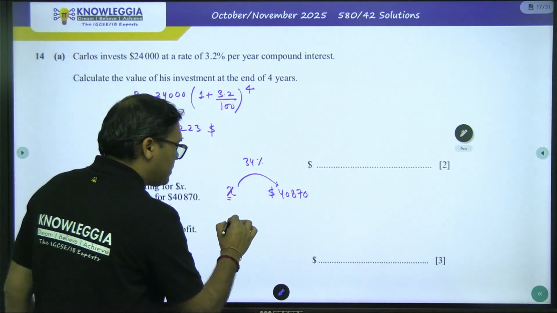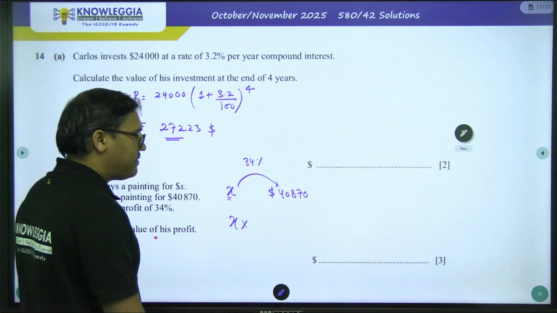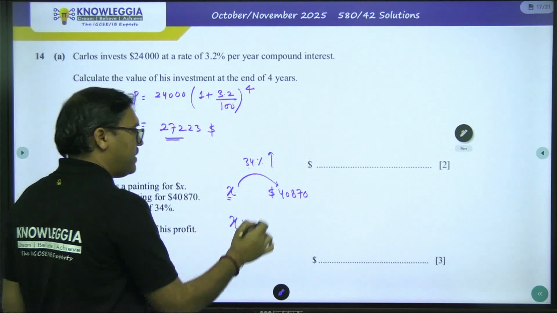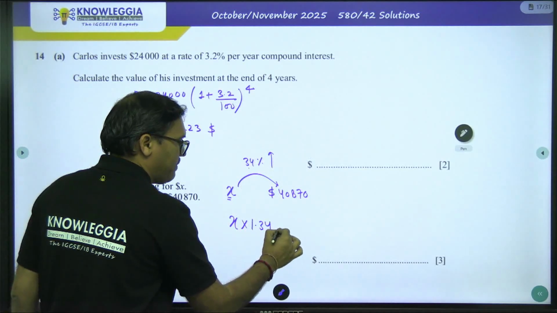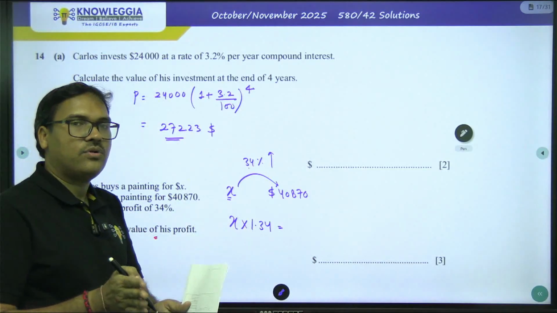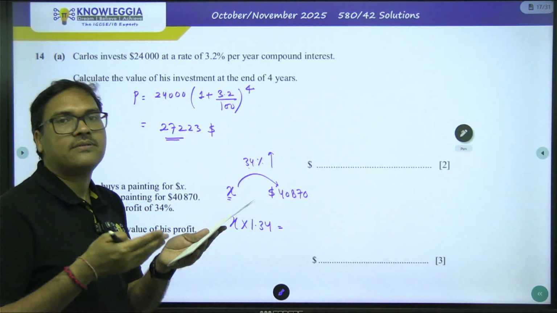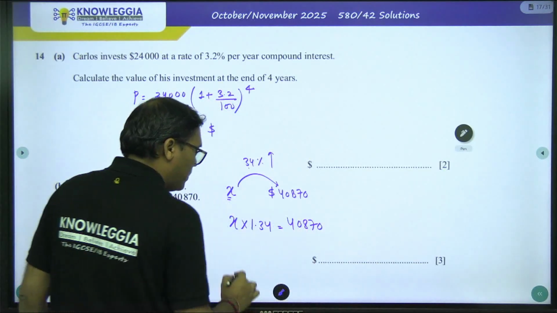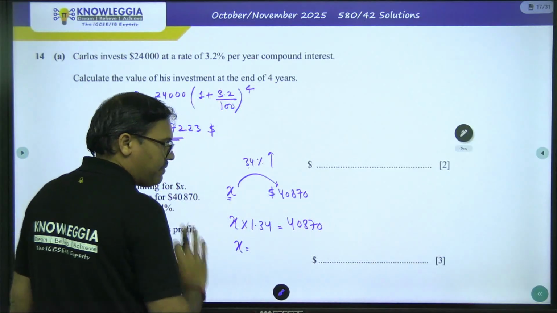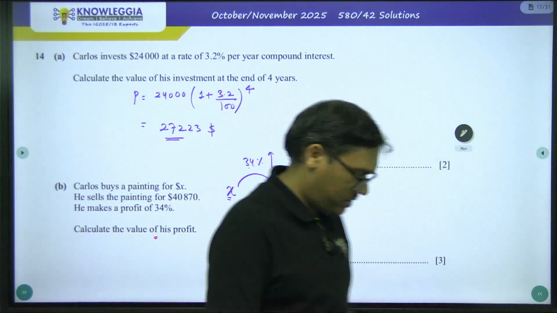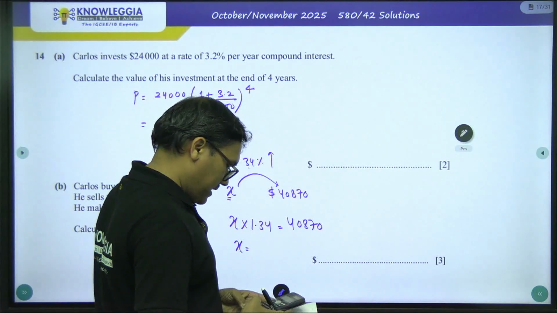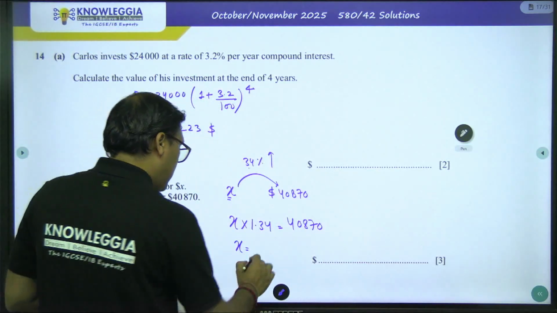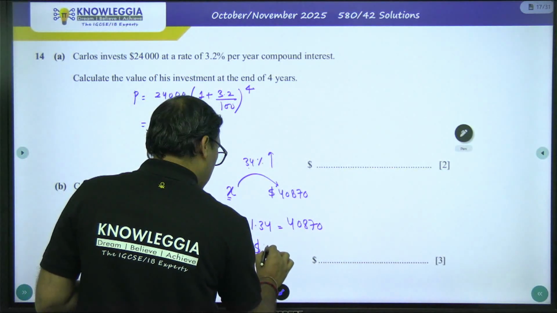Now, how will you get this? This is X, the original price. Now, the percentage profit is 34. That means we have increased it by 34%. So this will be a 1.34 multiplier, 100 plus 34, 134%, that is 1.34, is equal to 40,870. So what is the value of X? This is equal to this divided by 1.34. So 40,870 divided by 1.34, which is $30,500.